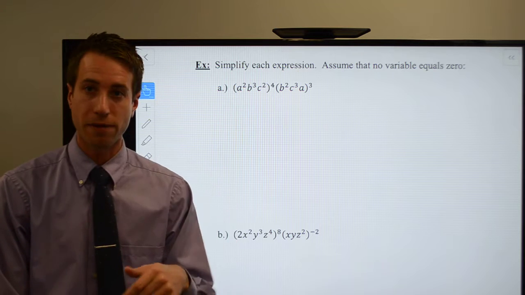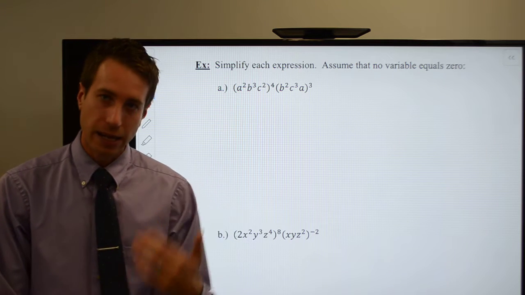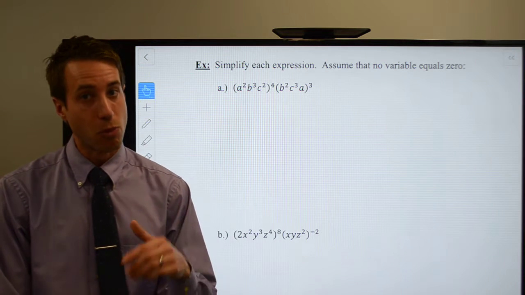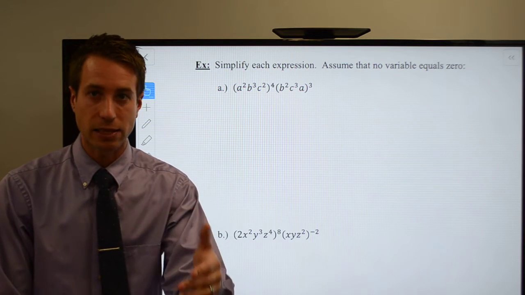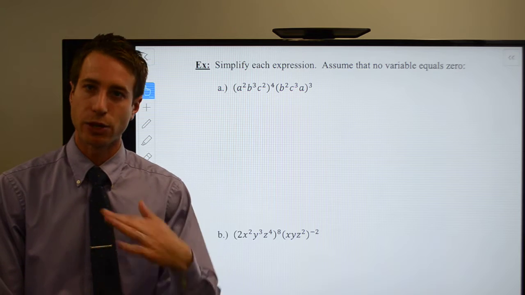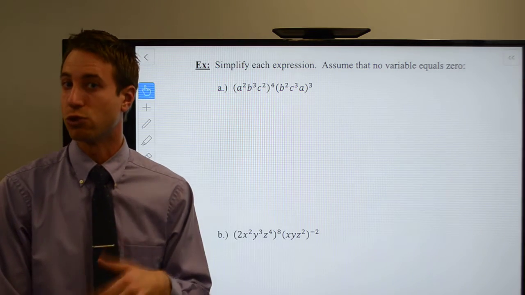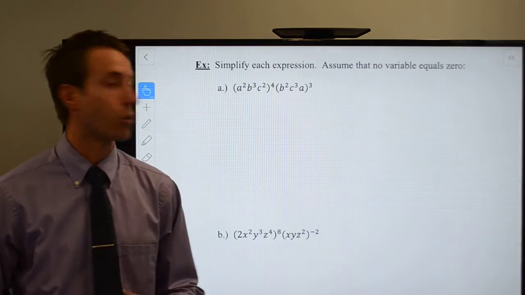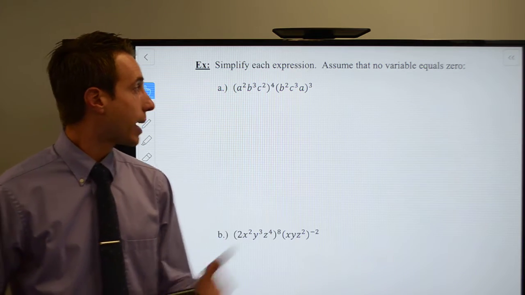Again, if you feel confident with these, please work ahead. Come on back, check to make sure you get the same answer that I do. And again, there's more than one path to get to the right answer. So please don't think that when you're checking your solutions that if you don't do it my way, you're not going to get the right answer. That's just simply not true. There's more than one way to go about these. Okay, so here we go.